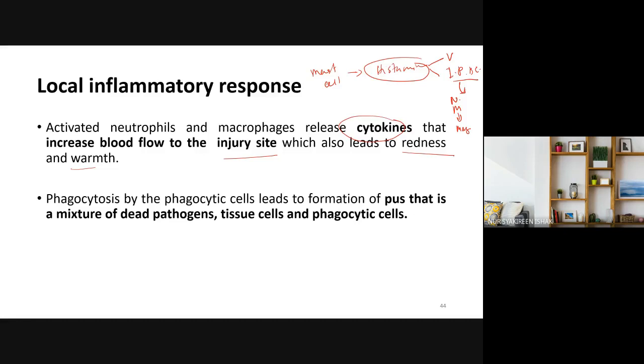Okay. So, bila dah banyak-banyak neutrophil keluar into injured tissue, so dia akan release these two cell, macrophage and also neutrophil akan release cytokine. Okay. These two akan release cytokines. Neutrophil and macrophage release cytokine so that they akan cause more redness and more warmth due to more blood flow to that injured area. Okay, so phagocytosis by the phagocytic cell leads to the formation of pus. Okay, that is a mixture of dead pathogen, tissue cells and also phagocytic cell.